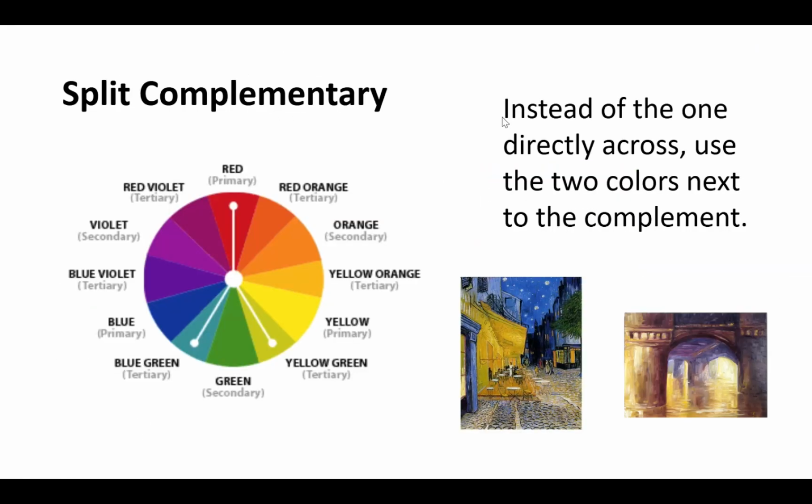Versus our split complementary, and this is where instead of the ones directly across, you use the two colors next to the complement, such as this one. The red isn't using its complementary green. Instead, it's using the ones right next to it, our blue-green and our yellow-green.